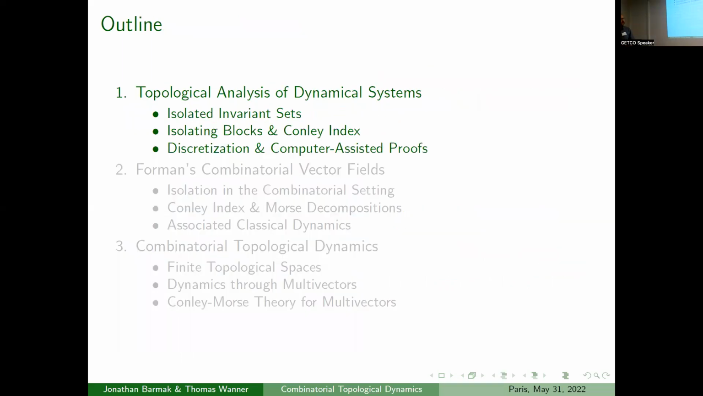The main structure of this part of the tutorial is going to be in three parts. First one, since I don't expect anybody to know what Conley theory is, I'll basically give a quick sort of bird's eye view of what Conley theory is in the classical dynamical setting. Then I'll be moving on to Forman's combinatorial vector fields on simplicial complexes in exactly the way Jonathan talked about them. And I'll show that you can really take this Conley theory from the classical setting and completely move it over to the combinatorial setting.